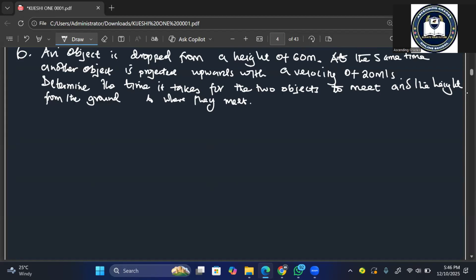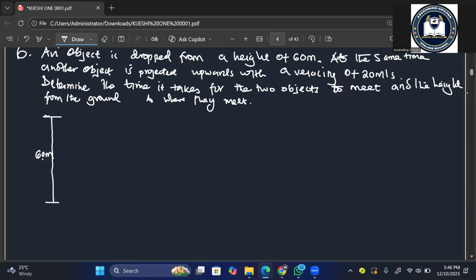So now we can solve this one. You can just indicate the distance. So you're told our body is moving from up at a height of 60 meters.